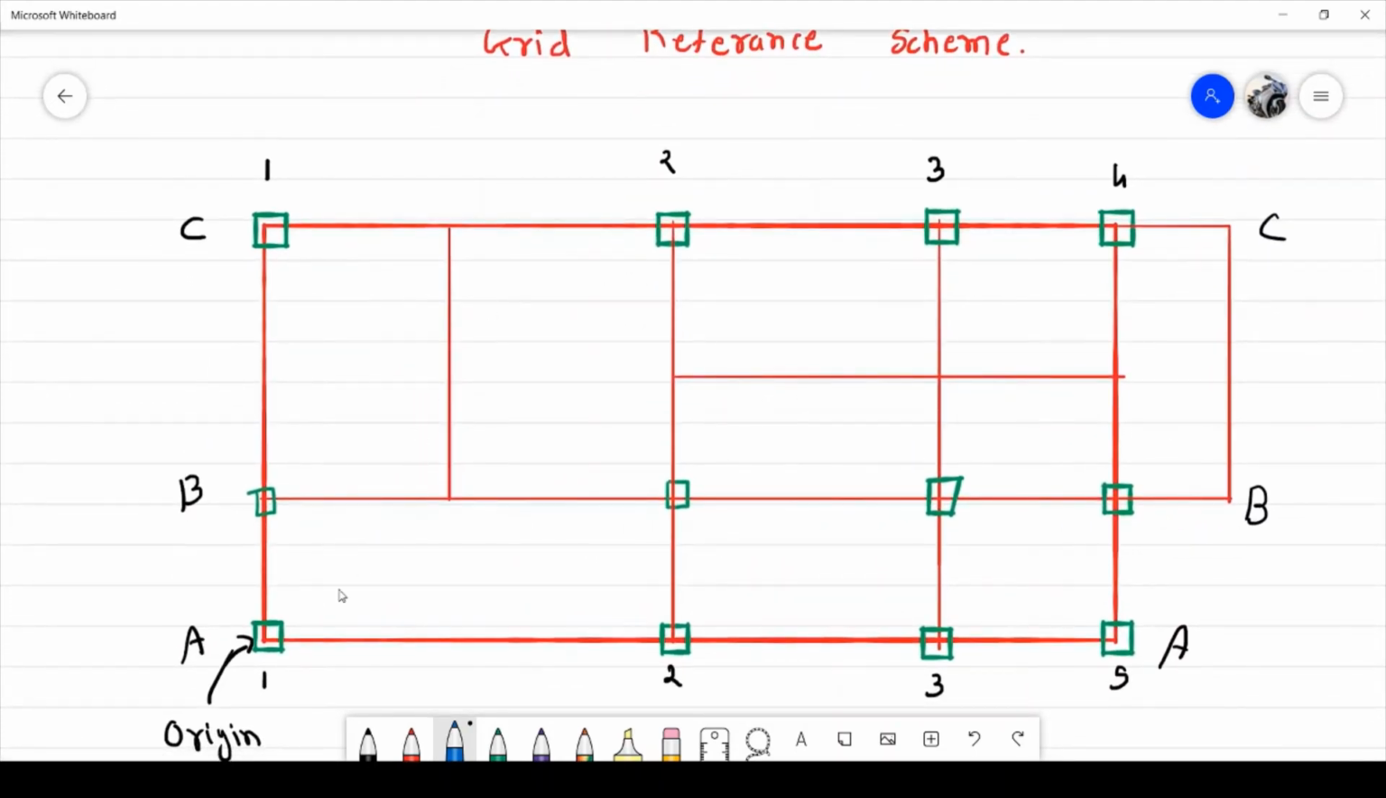Okay. So first here is a column on the horizontal grid line A: CA1, CA2, CA3, CA4. Out of 5 here is 4. Here CB1, CC1, CB2, CC2, CC3, CB3, CC4 and CB4. So column naming is completed by the grid reference scheme.